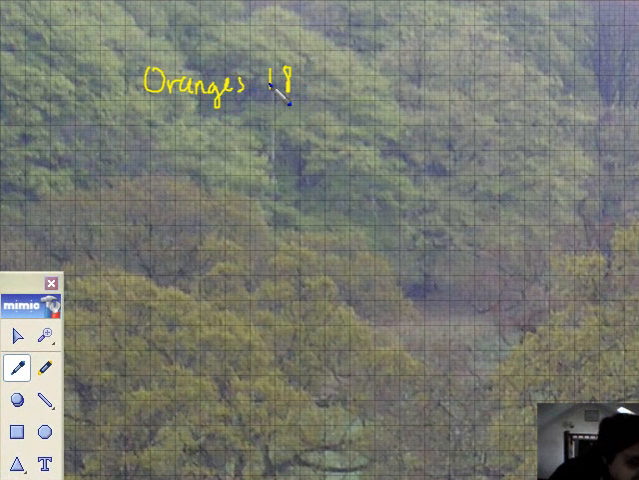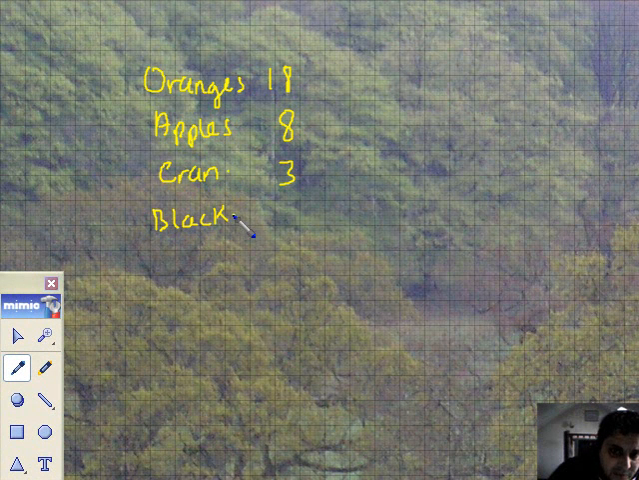I've got 18. I've got apples. I've got 8 of those. I've got cranberries, cran for short, 3. I've got black currants, black for short, and 6 of those. And I've got some other fruit, and I've got 1 of those.